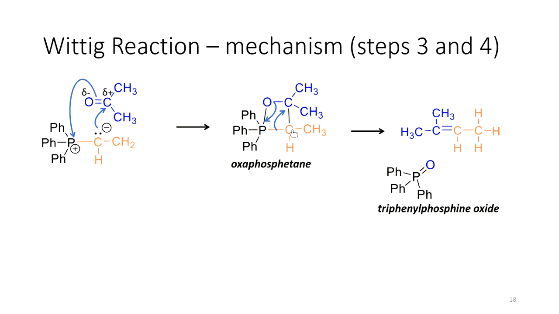If you use this arrow, you're saying that electrons here are moving to form a new bond between the carbon and the carbon. So you're breaking the carbon phosphorus bond, and you're also breaking the carbon oxygen bond. So at the end of the reaction, we have formed a new bond between the carbon and the carbon here. An alkene is formed, and our byproduct is the triphenyl phosphine oxide. Okay? Any questions?